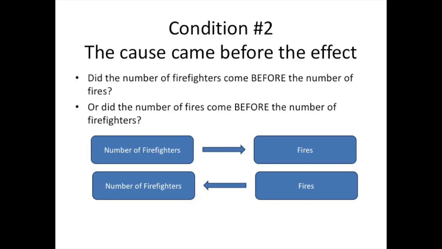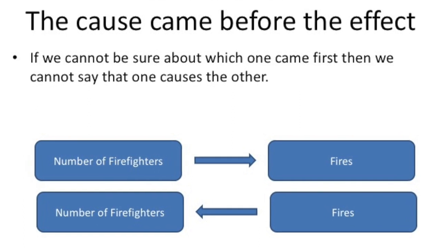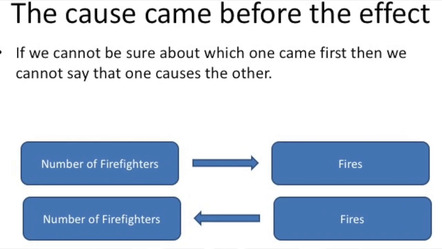Or is it more plausible that the number of firefighters came after the fires? In other words, cities that had more fires hired more firefighters. So the number of fires was actually determining the number of firefighters and not the other way around. Now, if we cannot be sure of which one came first, then we cannot say that one caused the other, that the number of firefighters caused the fires.